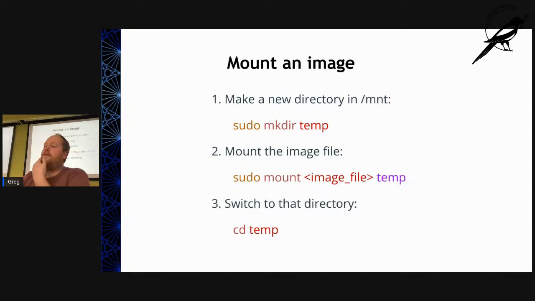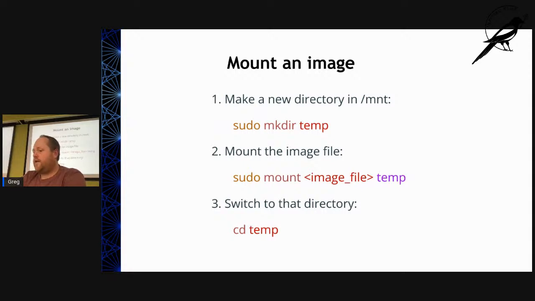So how do we mount an image? The easiest way to do it is to make a new directory. And I don't know why I left the sudo command in there. You definitely do not need to use sudo to make a directory. Just make yourself a directory, name it whatever you want, like temporary. In order to mount it, though, you do need to use the sudo command. So you will do sudo mount, then the name of the file that you're trying to mount, and then the name of the directory that you're trying to mount it to.